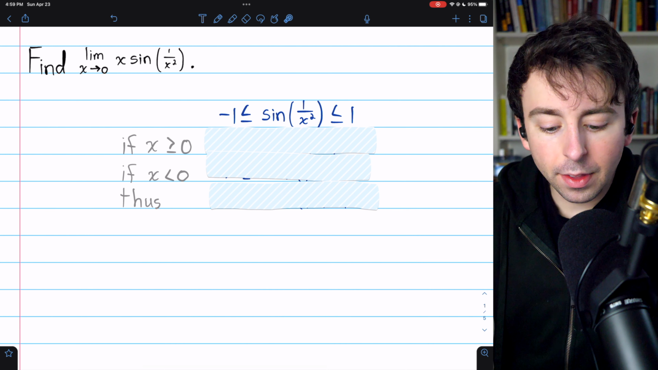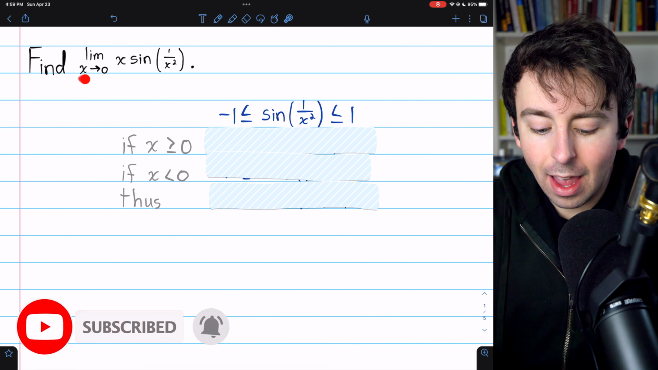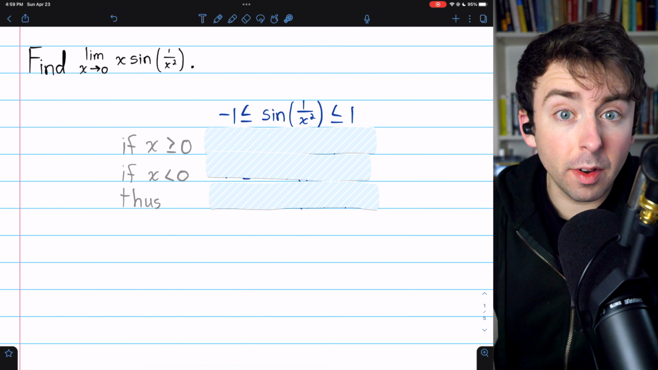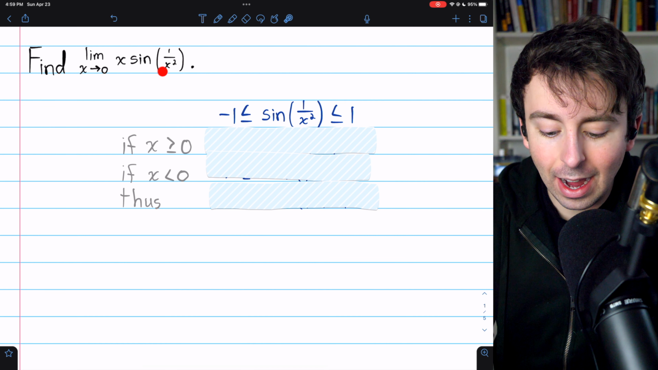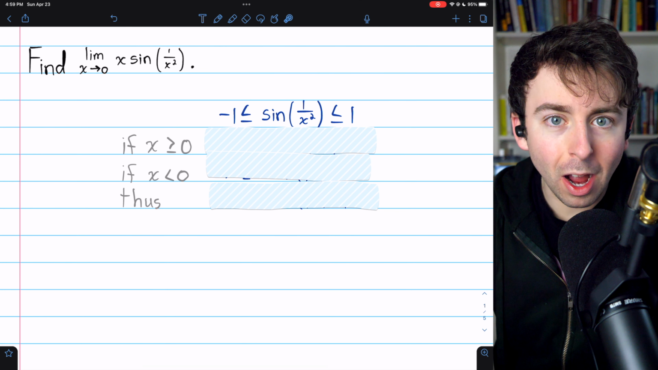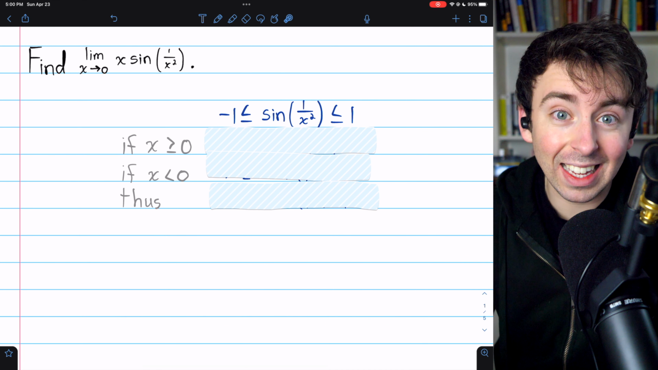We're going to find the limit of x sine of 1 over x squared as x approaches 0. I'll leave a link in the description to a lesson on a very similar limit where this x in the denominator is not squared. We could solve this problem the same way we solved that one, but I'm going to do this one just slightly differently.